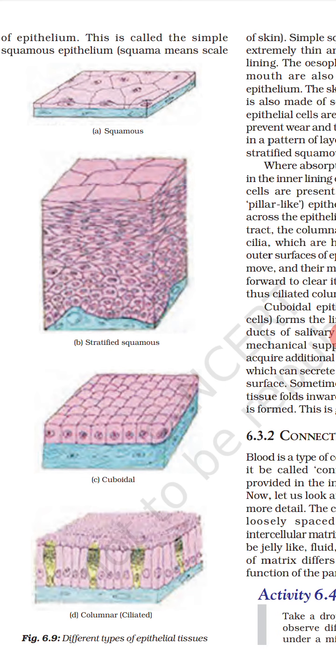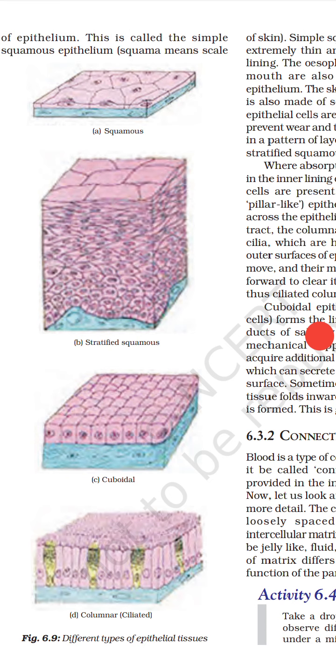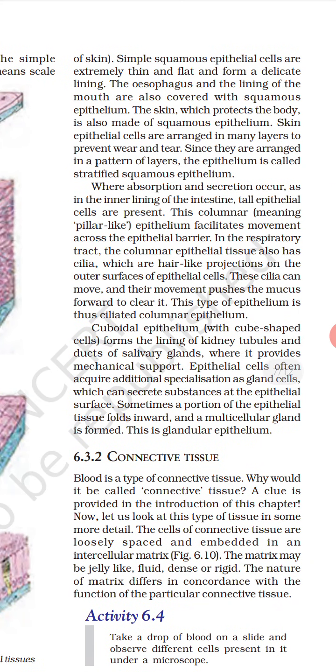Simple squamous epithelium is single layered. The cells are very thin and flat and appear as tiles over a floor. It forms a delicate lining of blood vessels and lung alveoli where substance transport occurs through a selectively permeable membrane. What is the meaning of selectively permeable membrane? A membrane which allows only selected material to pass through it. It also covers the esophagus and lining of the mouth. You have to keep this in your mind.